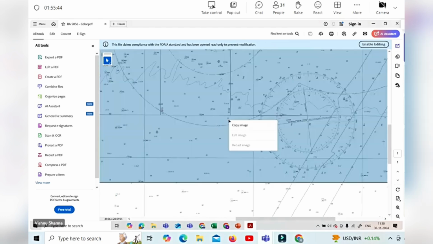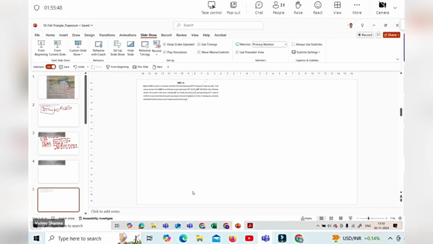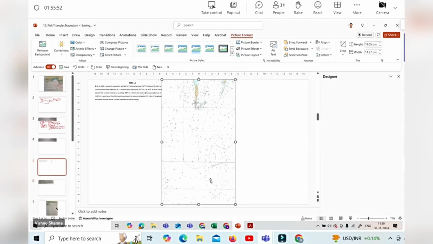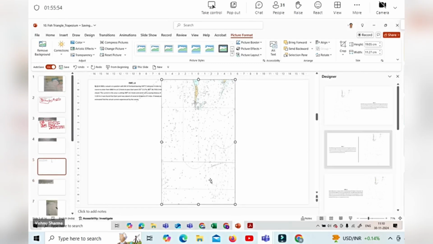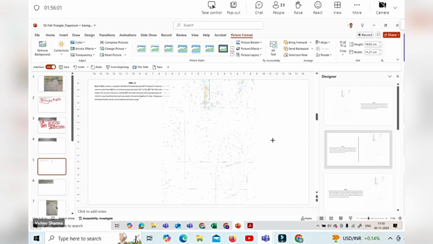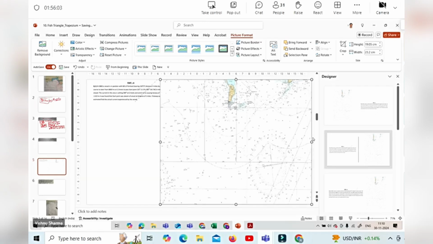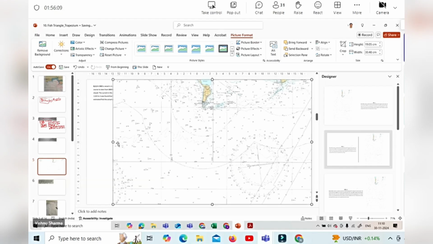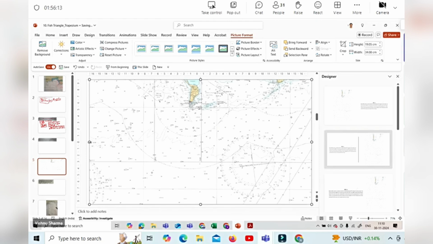Let me just take a little bit of it and see. You can see something here. Let me just try to correct the ratio. Now it's okay, more or less okay. It seems to be okay.